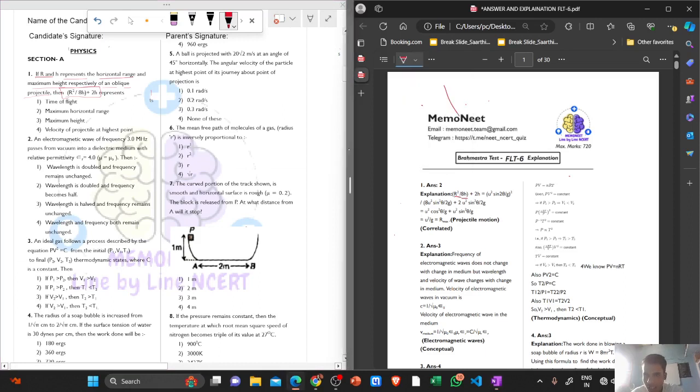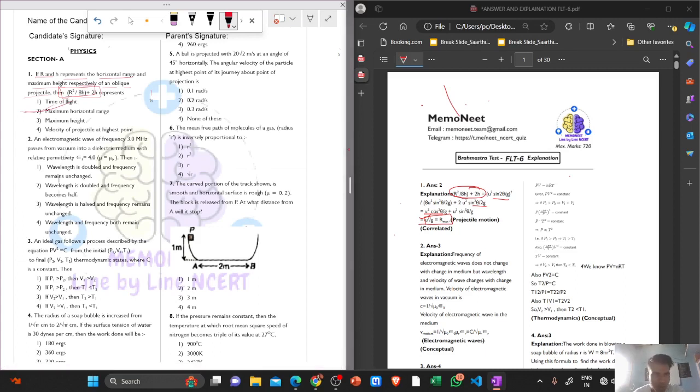Now, putting the values of R, H in the given expression, we get U square sine 2 theta upon V to the whole square upon 8 U square sine square theta upon 2G plus 2 U square sine square theta. Then solving it out, we get the value of U square cos square theta by G plus U square sin square theta by G. After solving it, we get U square by G, which is equal to your R max. So this expression represents the maximum horizontal range. So the answer of this question will be option number second.